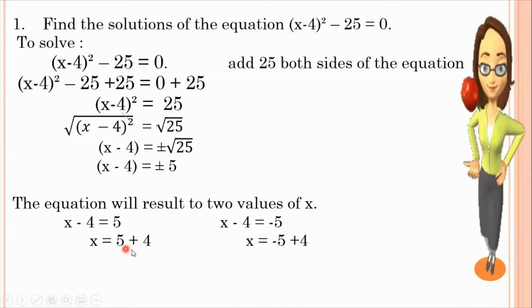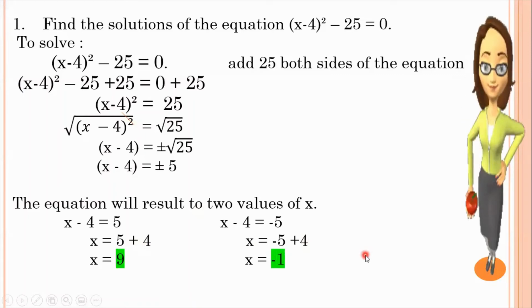So it becomes x equals 5 plus 4. And the other one, add also 4 at both sides. So we have x is equal to negative 5 plus 4. So our solution is x is equal to 9 because 5 plus 4 is 9. And the other one is negative 5 plus 4, which is negative 1. Our solutions are 9 and negative 1.